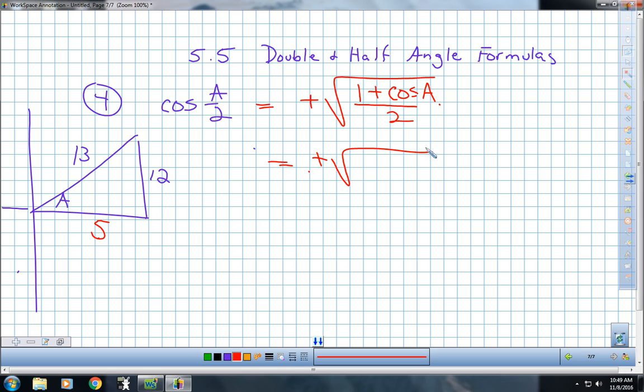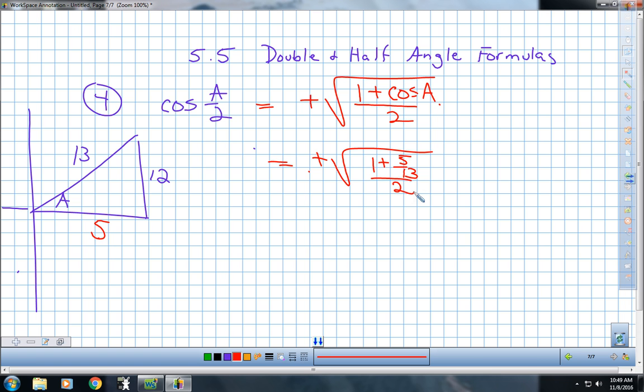So what is the cosine of A? Well, clearly over here at our triangle, the cosine of A is just what? That's beautiful. Beautiful choral response. 5 over 13, and is all being divided by 2, and that is all under the radical.